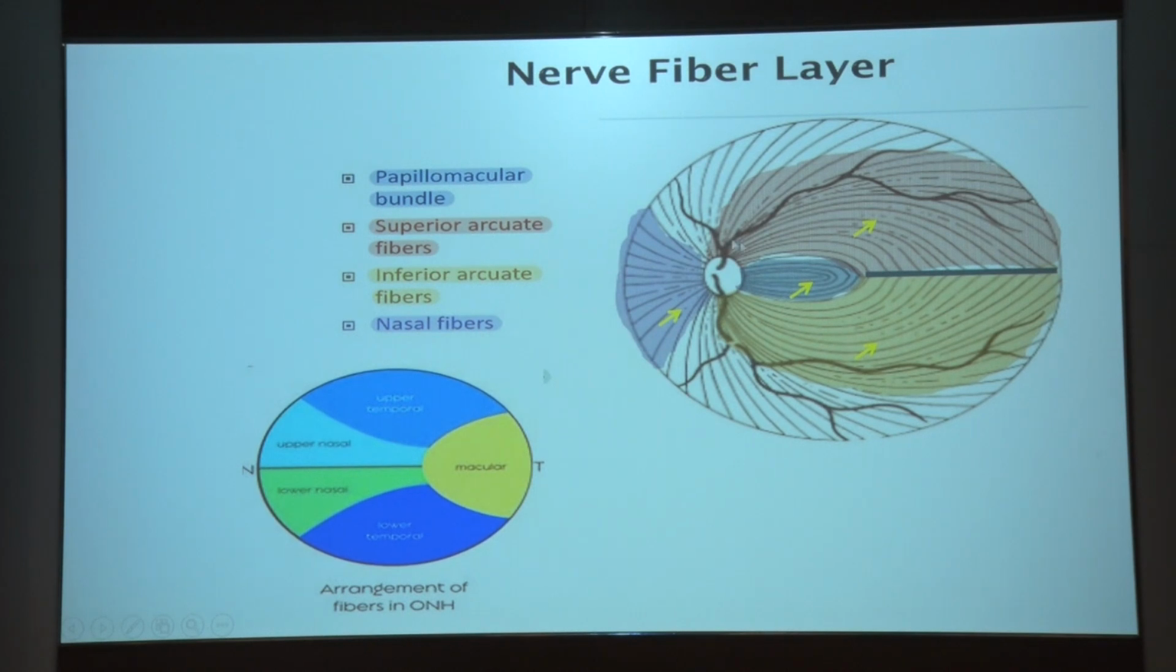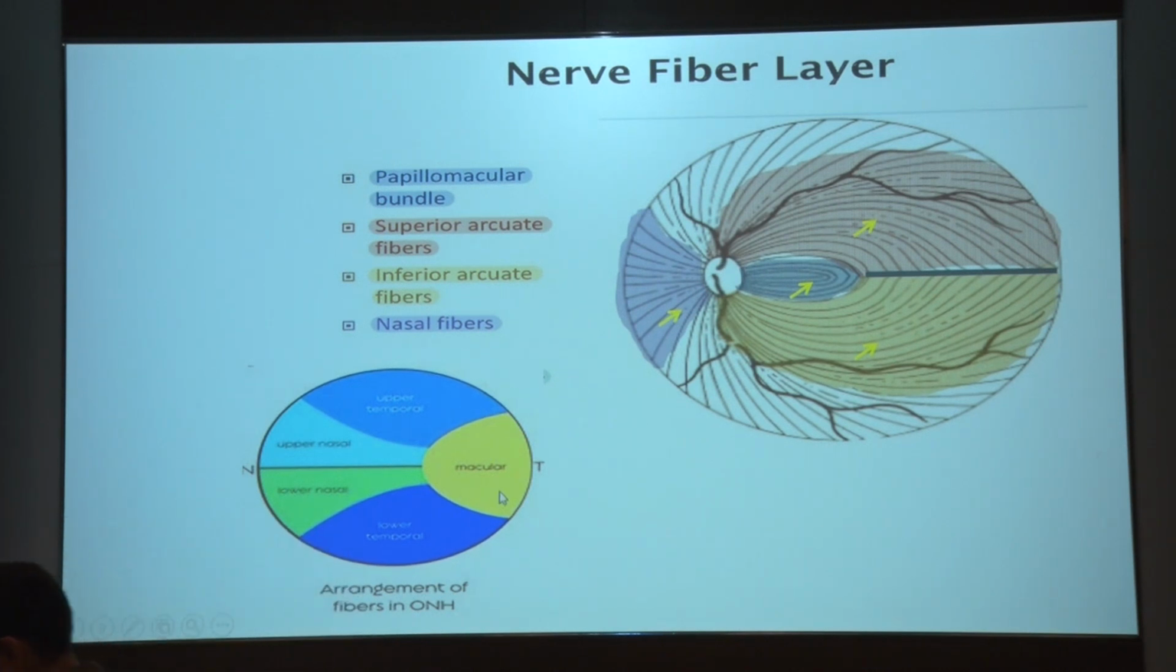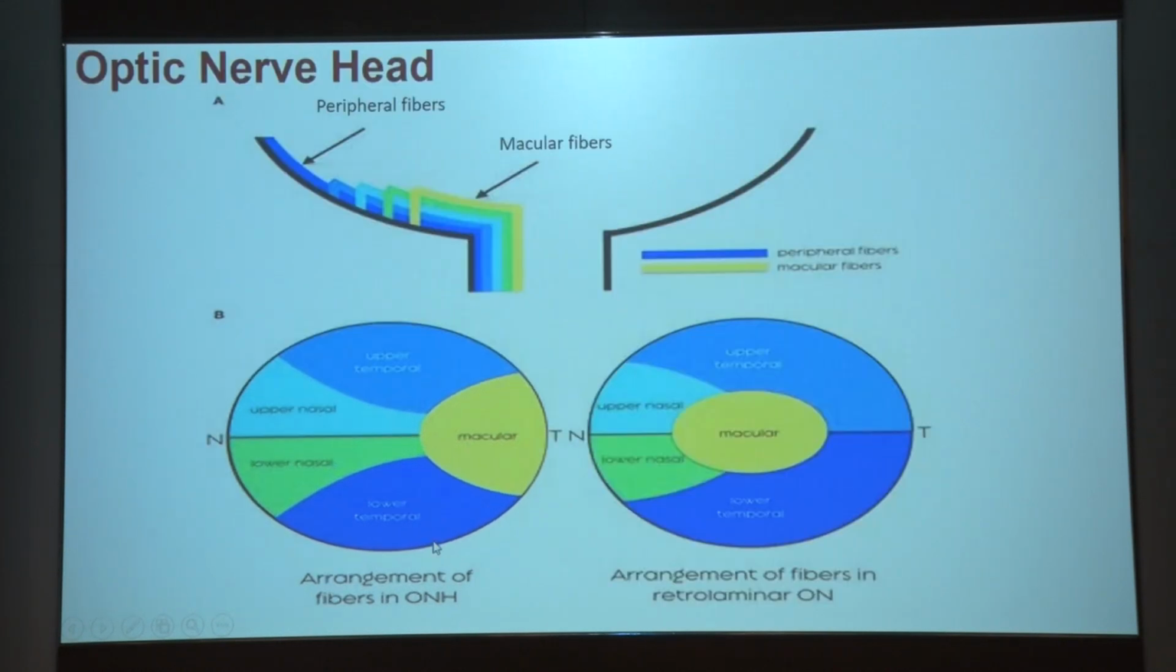So because of this arrangement of nerve fiber layer and the way they enter the optic nerve, you have this kind of fiber arrangement in the optic nerve head, where you see the macula present temporally and the rest of the fibers arranged nasally. Also peculiar is that the peripheral fibers arising from the peripheral retina remain peripheral in the optic nerve, while the macular fibers remain central. So as you move from the nerve head to the optic nerve, the macular fibers become more central.